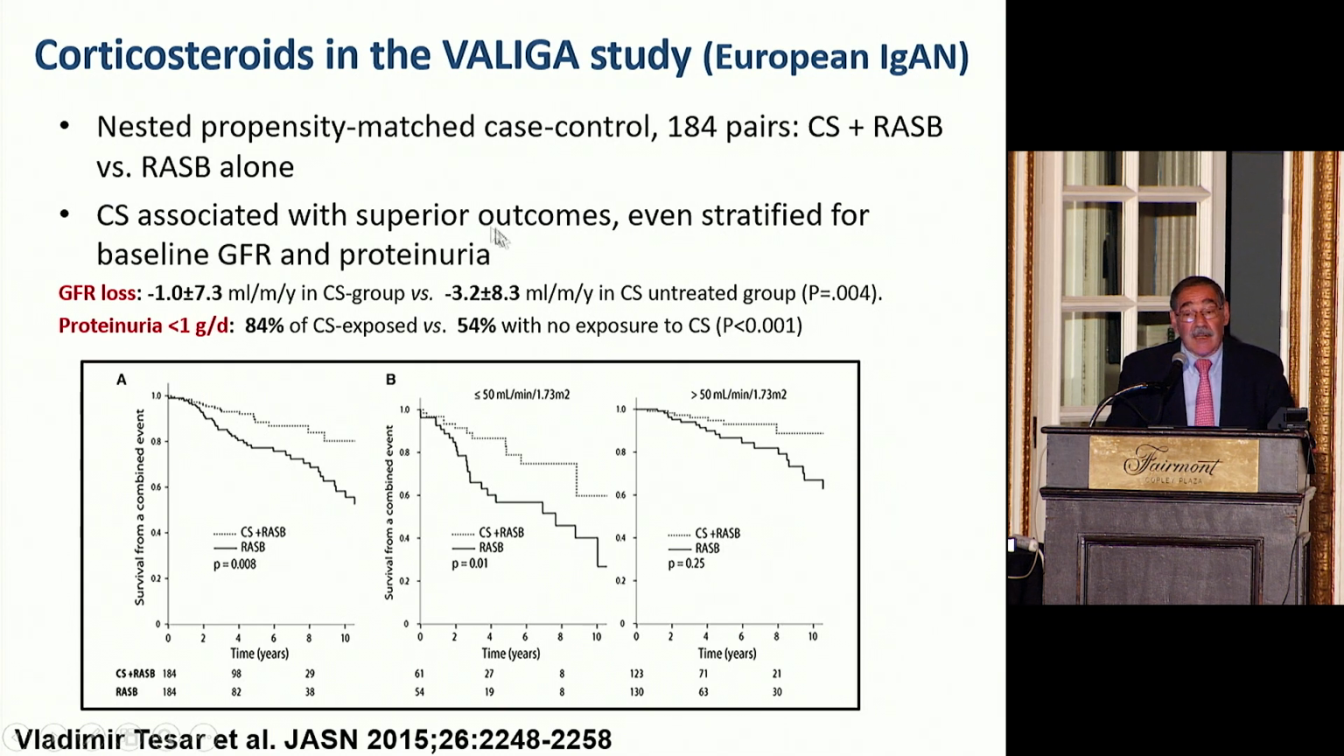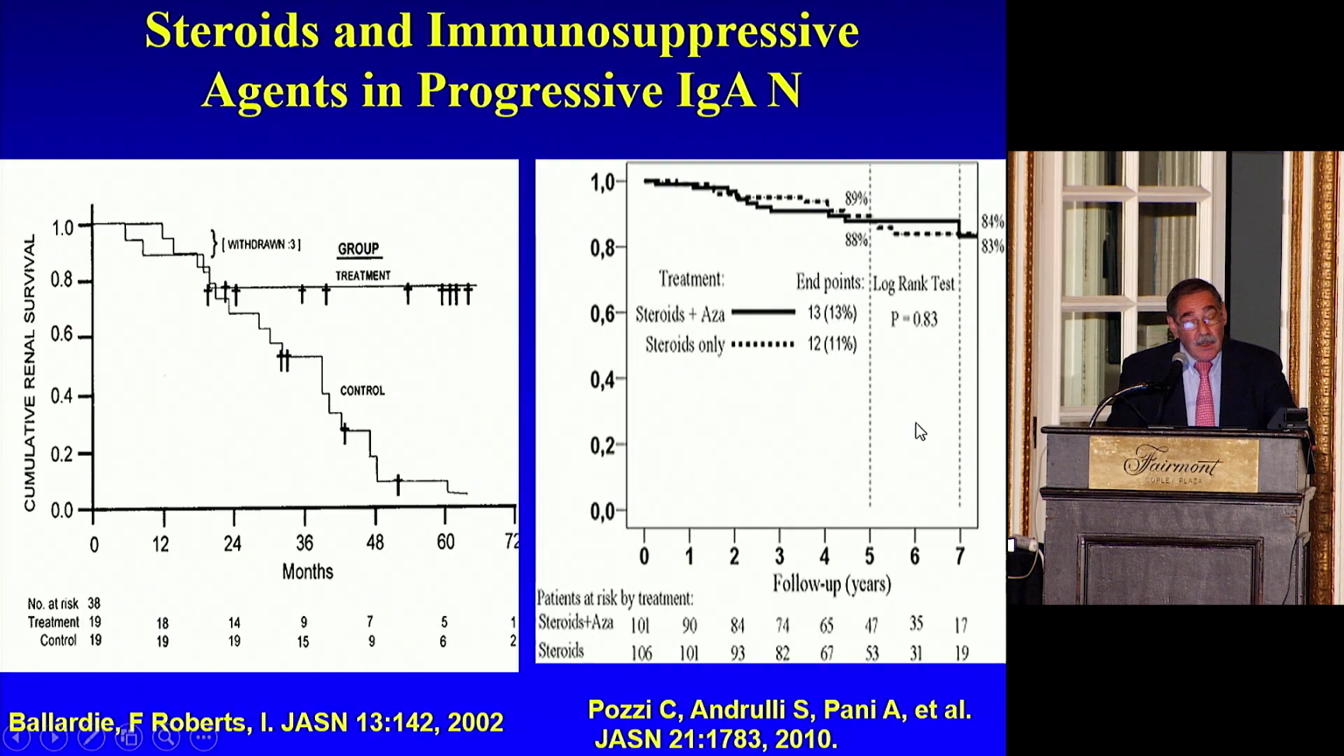Steroid usage had a superior outcome, even if you looked at GFR, different groups of GFR, and different amounts of proteinuria. So, benefit of the steroids over ACE inhibition alone, whether you had a low GFR or a high GFR. Again, concurrent with the other studies, and a difference in GFR loss and a difference in proteinuria as well. All positive. Now, I'll come to the STOP IgA trial in just a minute.